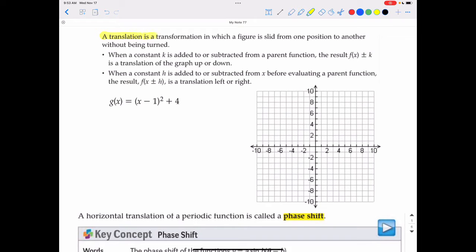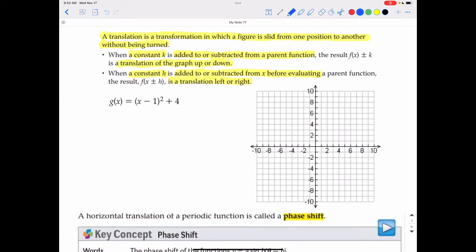A translation is a transformation in which a figure is slid from one position to another without being turned. Remember that when a constant k is added or subtracted from a parent function, the result is a translation of the graph up or down. When a constant h is added or subtracted from x before evaluating a parent function, the result is a translation left or right. So simply put, thinking about back when you first did transformations with quadratic equations.